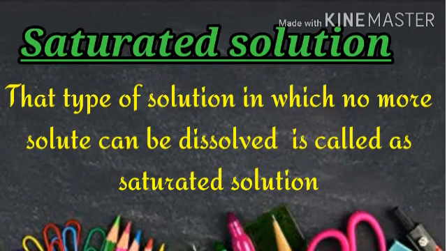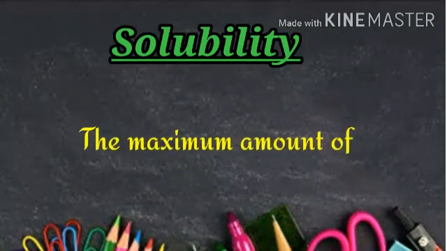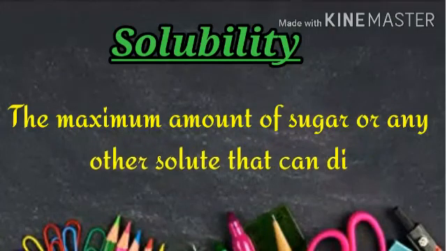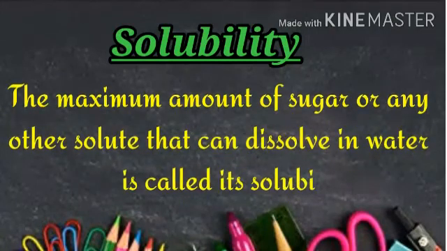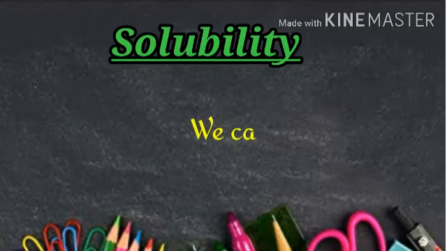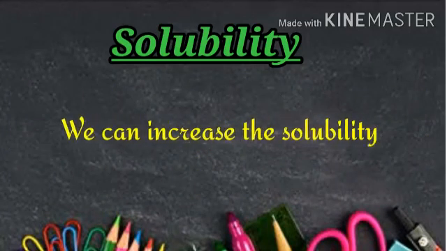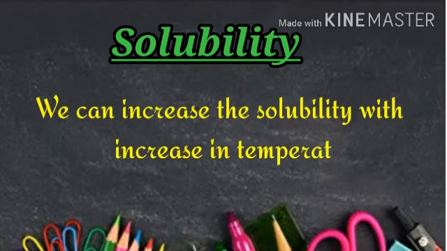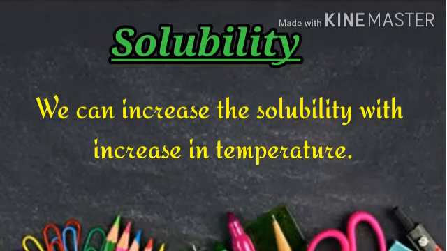And the maximum amount of sugar that can dissolve in the given amount of water is called its solubility. Now it is very important for you to know that hot water can dissolve more sugar or salt than water at room temperature. That means we can increase the solubility with an increase in temperature.